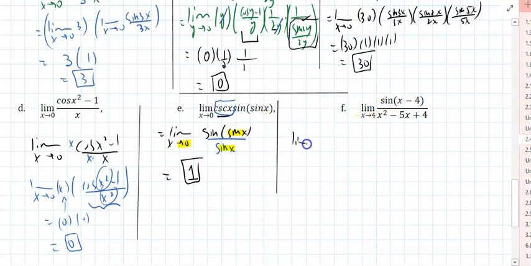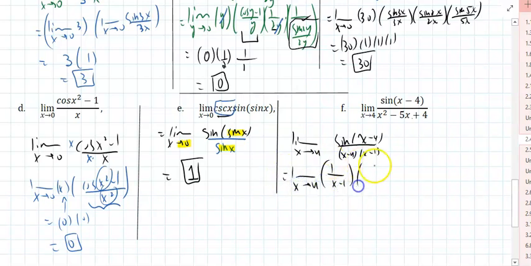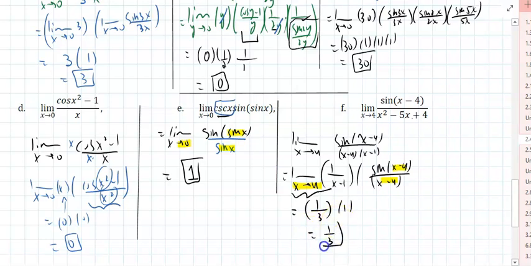Next problem up, that's the limit as x approaches 4. I need to get that angle. So if I factor this, that's x minus 4 times x minus 1. So that is the limit as x approaches 4 of 1 over x minus 1 times the sine of x minus 4 over x minus 4. Again, as x approaches 4, that approaches 0, so that applies. Throw a 4 in there, that's 1/3, and that's a 1 by definition, so the answer is 1/3. So that's how we do limits.